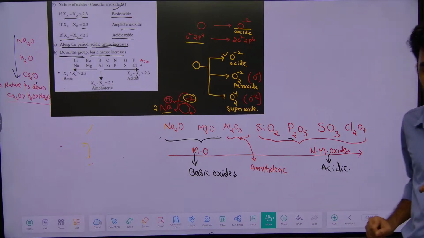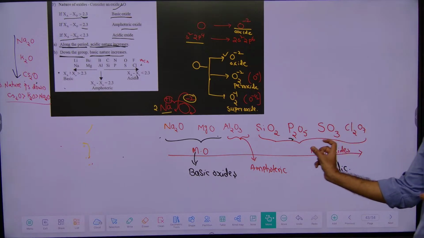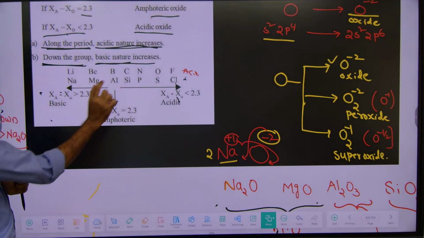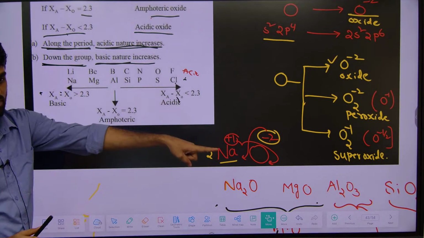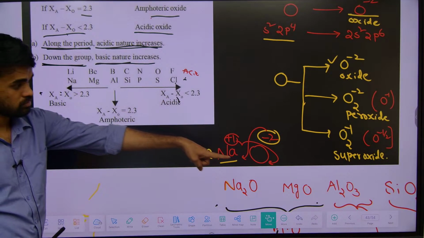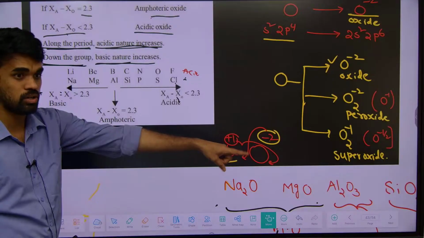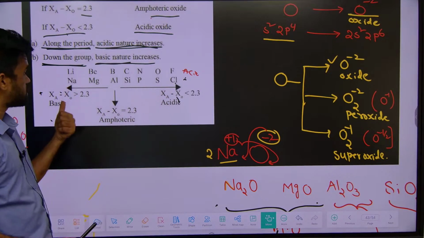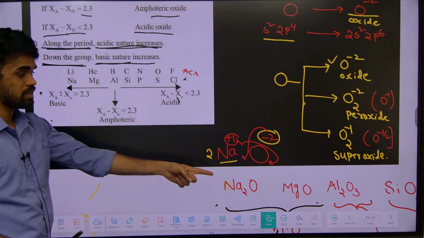Okay, the same story is given here also. You can observe, without mentioning, oxides like chlorine. Which type of oxide did I tell you? Cl2O7, I told you, is an acidic oxide. So they are mentioning it as acidic oxide. Sodium oxide as basic, aluminum oxide as amphoteric.